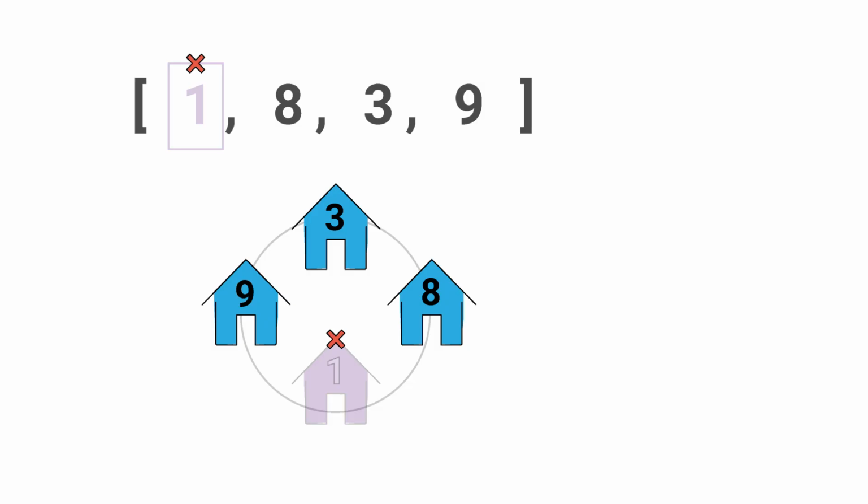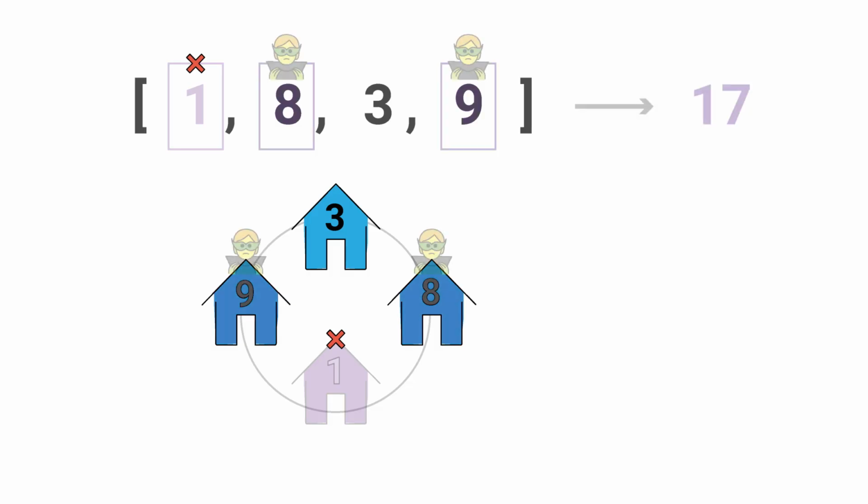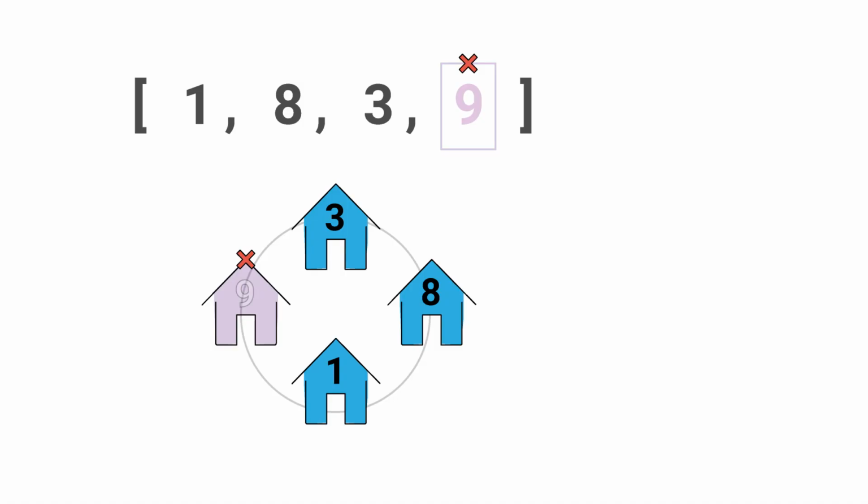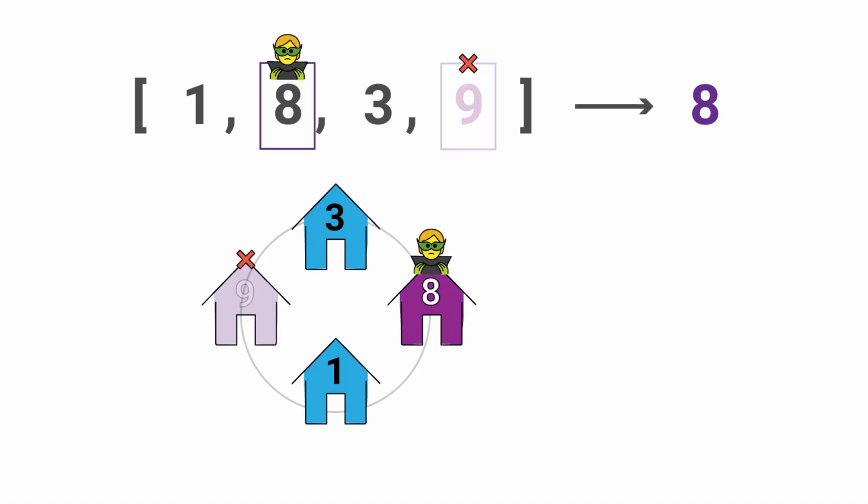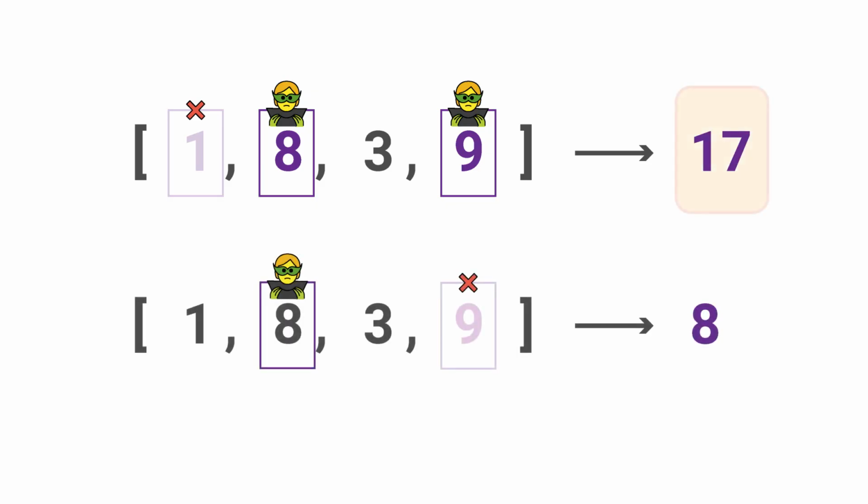In both these scenarios, since we are breaking the circular chain, we can represent these houses in a linear order. Therefore, in one scenario, we will be omitting the first house and robbing the maximum amount of money we can. And in the other scenario, we will be omitting the last house and robbing the maximum amount of money we can. And from these two, we will be choosing the one that gives us the maximum amount of money.